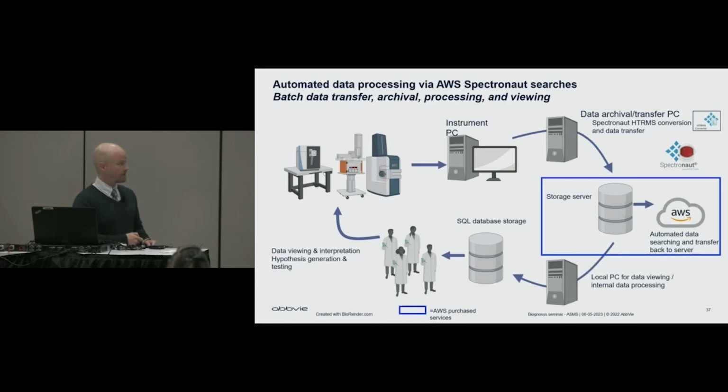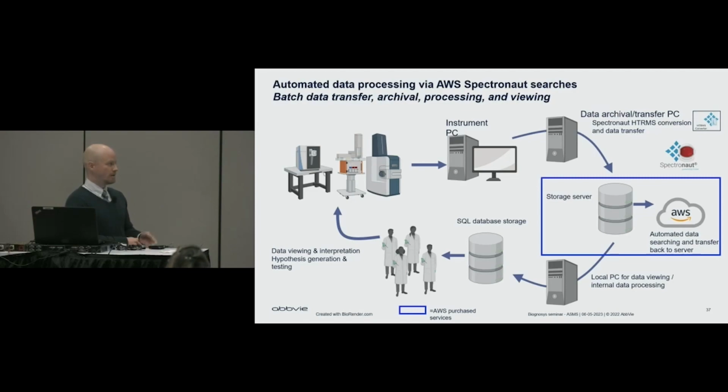So our vision for this, we have a lot of the pieces for this workflow built in place already. This is what we envision for automated data processing. We would collect with our instruments in the lab on the instrument PC. We would transfer to a data archive computer. That computer will be set up so that it's performing HTRMS conversion, so basically pre-processing some of these files that are then transferred to a storage server also on AWS. All of this would be collected every dozen files, or we could also do it time-based.